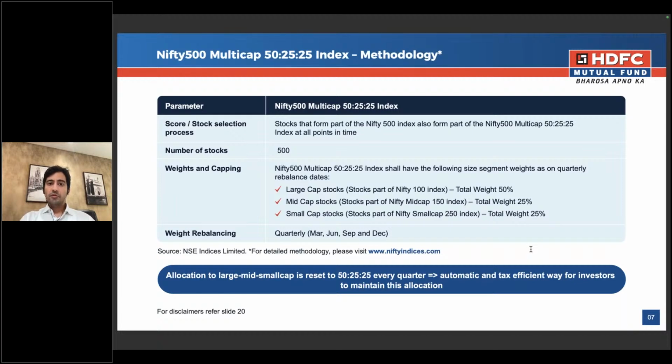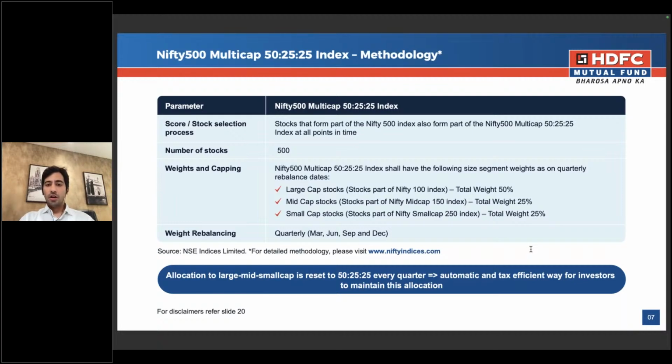What these numbers stand for is कि large caps, right? So सारे large caps का total weight will be 50%. All the mid caps, उनका total weight will be 25%, and all the small caps, उनका weight will also be 25%, right? And ये जो weightage है, right, 50 25 25, ये हर quarter में rebalance होता है.